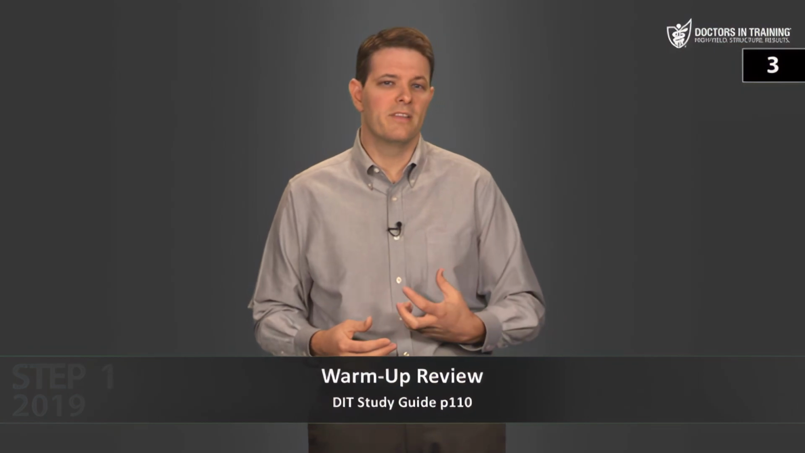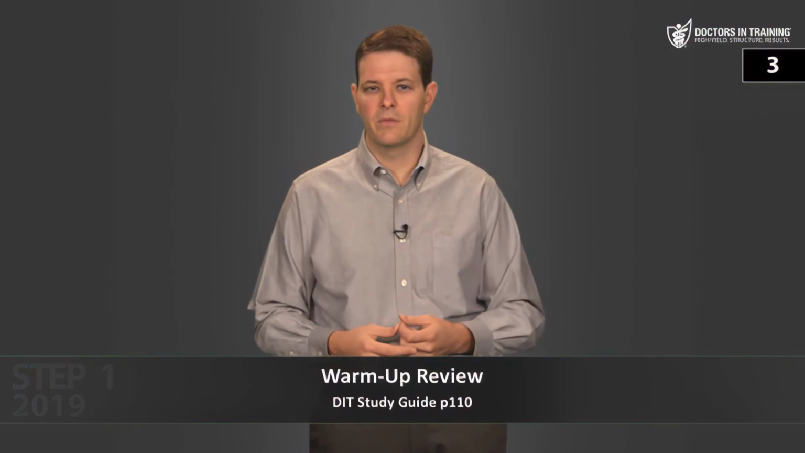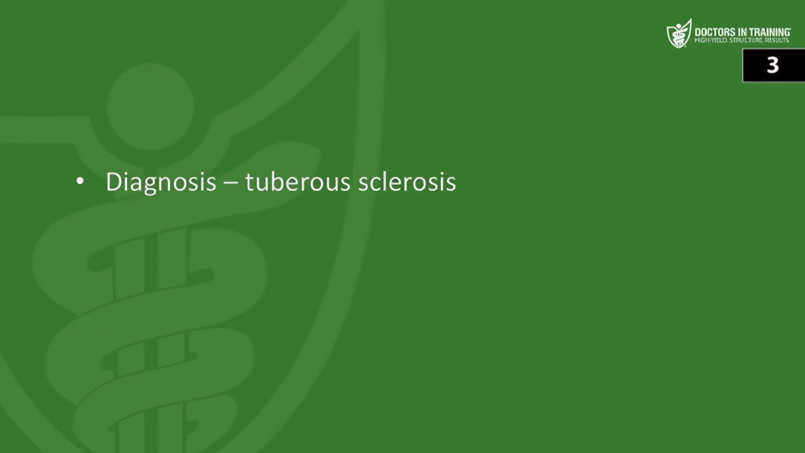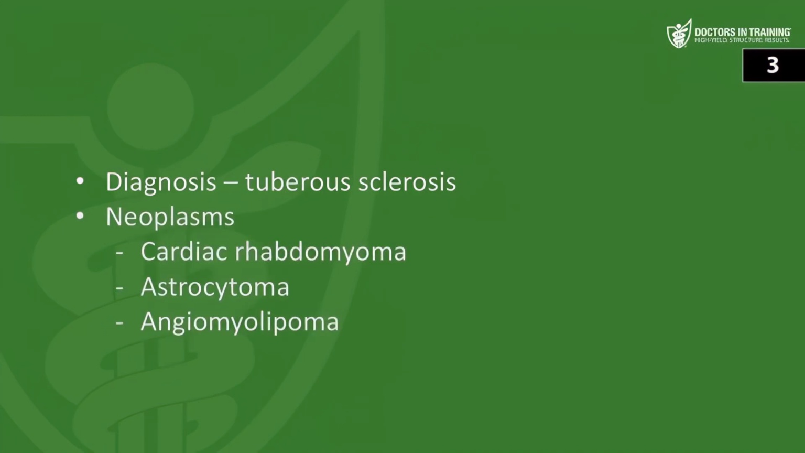And what neoplasms is this patient at increased risk of developing? So this is a classic presentation of tuberous sclerosis. And the neoplasms these patients are at risk of include cardiac rhabdomyoma, astrocytoma, and angiomyolipoma.